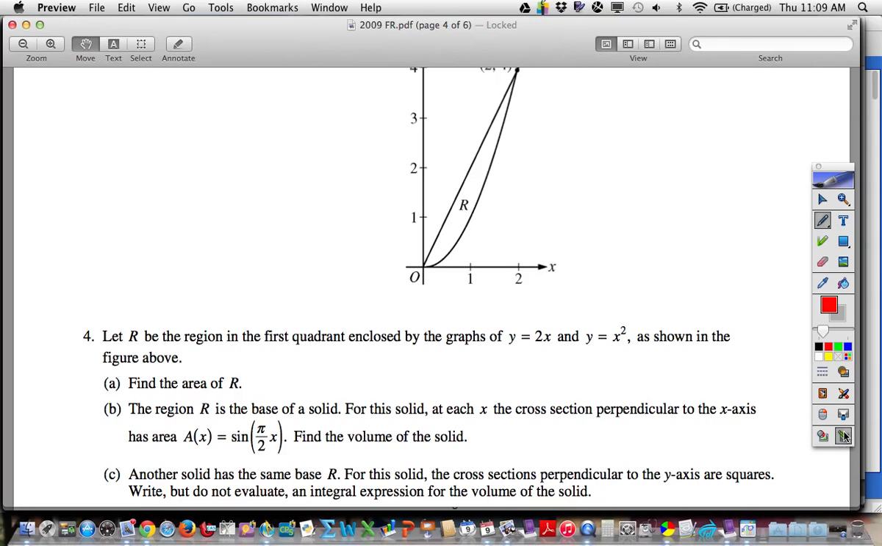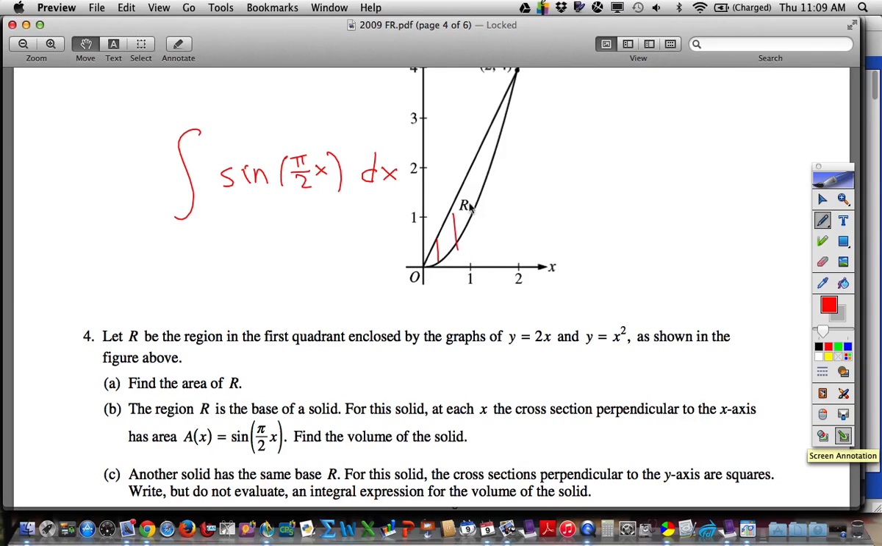What do you do? He doesn't tell you what shape they are. Is that bad? Why? The only reason we needed to know what shape the slice is was so we could find the area. They just gave us the area, right? So what would it be? It'd be the integral of sine(pi/2 x) dx from, I think that's 0 to 2. That's it. That is it.